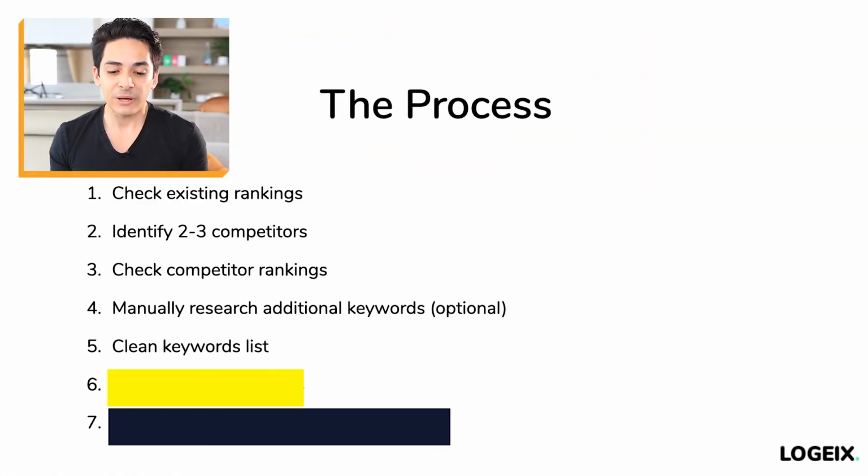Now, at this phase, we've basically covered steps 1 through 5, which is check your existing rankings, identify 2 to 3 competitors, check those competitors' rankings, manually research additional keywords optionally, and then clean that keyword list. At this point, we have that big list of keywords. Now we need to actually start utilizing that as part of our keyword research strategy, which goes into keyword mapping and different steps like that.